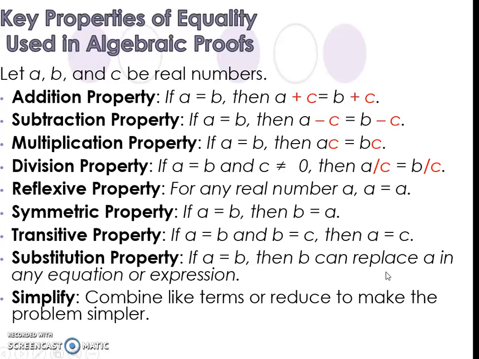This one is not a property, but if you see combining like terms, or if you reduce to make the problem simpler, we simply write simplify. We don't write any property. Sometimes you're just combining like terms or just doing the math. We call that simplify. So if you don't have a property, then you write simplify, okay? So here are the properties that we learned in Algebra 1 that we're going to use for algebraic proofs in this lesson.